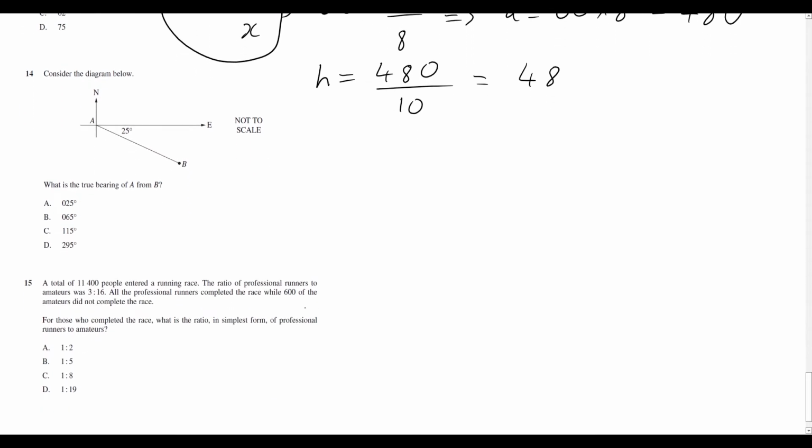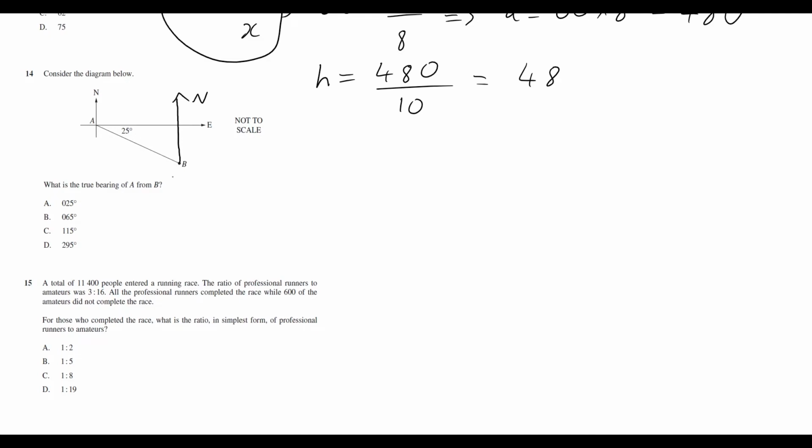Okay, moving on to question 14. So we have a bearings diagram here, and it asks us, what is the true bearing of A from B? Okay, any bearings question, you always just want to make sure that you can draw the north lines from your two different bearing points. So we've got town A and town B, but what we need to do is we always need to construct it so that it looks like we've got the two parallel lines and a transversal line.